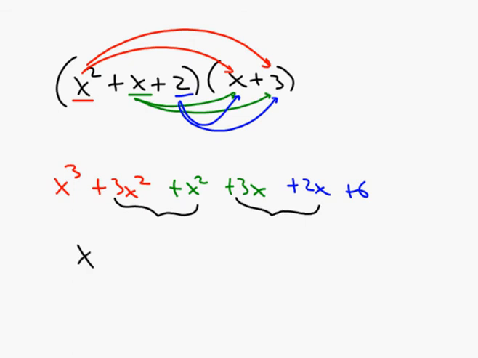So here we go. We get x cubed, 3x squared plus x squared is 4x squared, plus 3x plus 2x is 5x, plus 6. And there's your answer.